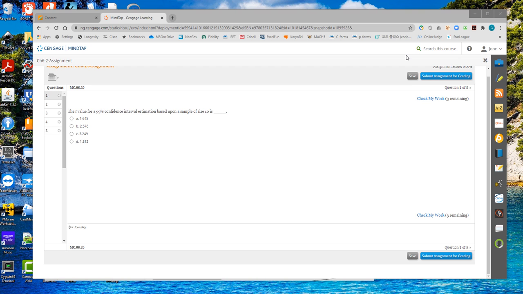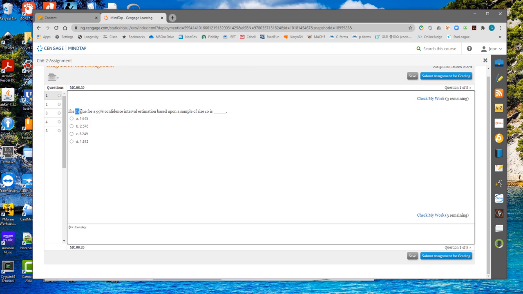Okay, so let's take a look at the first problem. The t-value for the 99% confidence interval estimation based upon the sample size of 10 is... So basically the problem asks you to find the t-value, right? When the confidence coefficient is 99%, and also when the sample size is 10. So what is the t-value?